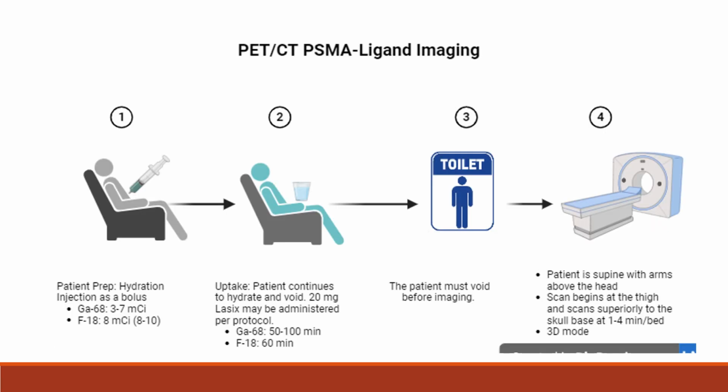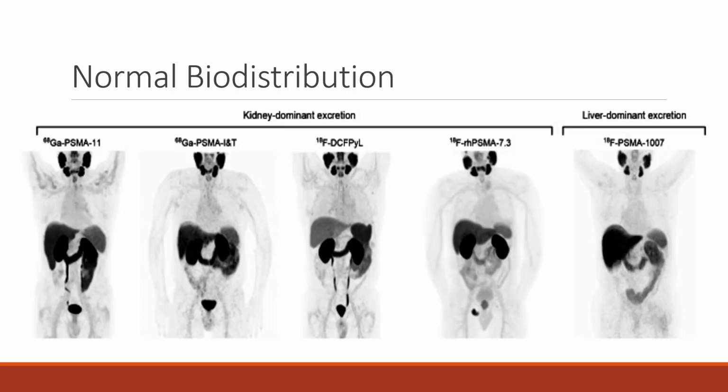All right, so this is the PSMA ligand one. I put a toilet sign on there. You guys, I think, have seen this before. So inject the patient, let them uptake, give them a glass of water, have them go to the bathroom, and then you scan them in 3D mode. Normal biodistribution, it does have a kidney dominant excretion, so drink a lot of water and then go to the potty. Clear that activity out of the bladder. That's going to be healthier for them.